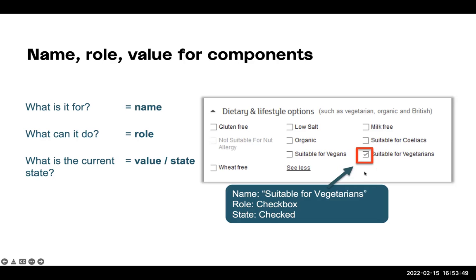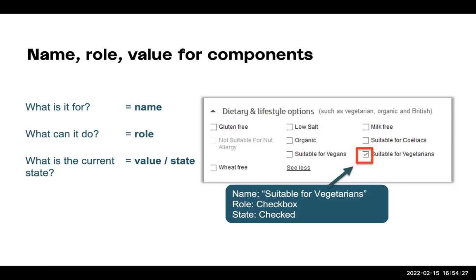So a good example here for name, role, value is this checkbox. The name of this checkbox needs to match the visual label here. So it has to be suitable for vegetarians, which is the visual label. The role is a checkbox, so now I understand that it can be checked or unchecked. The state is checked. So if I ask a question, what is the name, role, value of this one? Can anyone just answer me?